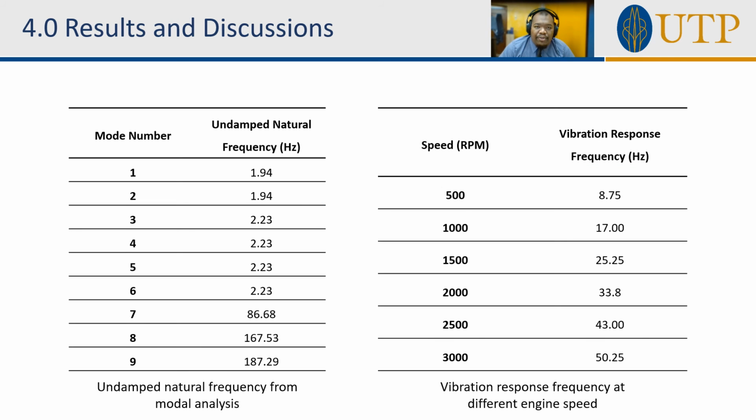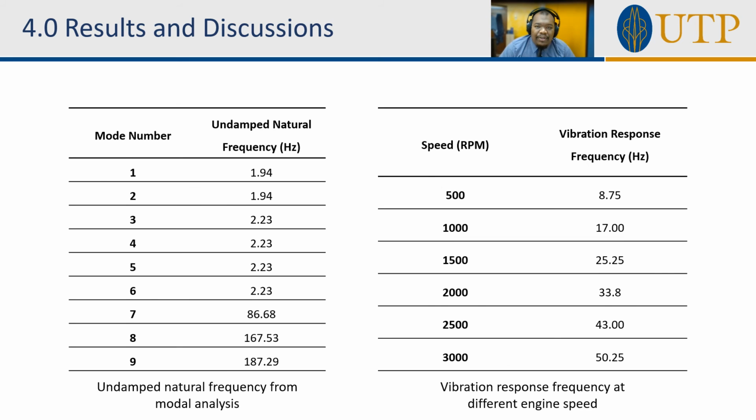Here we have the 2 result cells for this project, which are the undamped natural frequency and the vibration response frequency. The undamped natural frequency is the result for the normal mode vibration analysis, while the frequency response is the result for the vibration analysis of the engine running at different speeds.